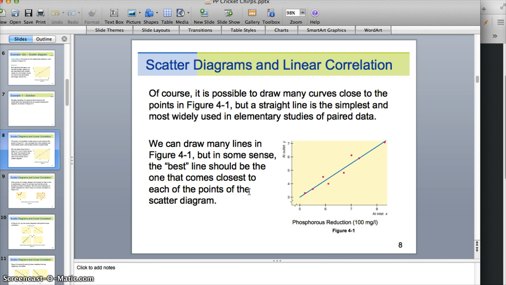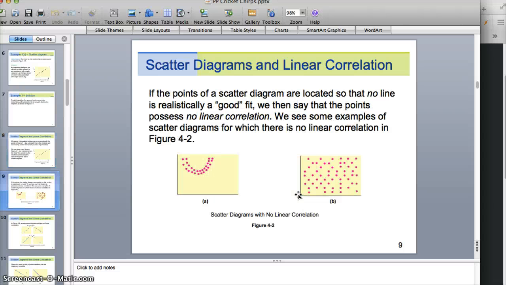Of course, it's possible to draw many curves close to the points in figure 4.1, but a straight line is the simplest and most widely used in elementary studies of paired data. We can draw many lines in figure 4.1, but in some sense the best line should be the one that comes closest to each of the points in the scatter diagram. So they're talking about how they actually constructed the line. When we're using our data analysis software, we do not have to be concerned with the actual computation of the line. We're more interested in what the line represents.